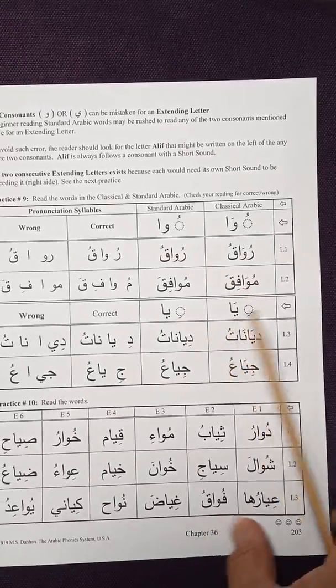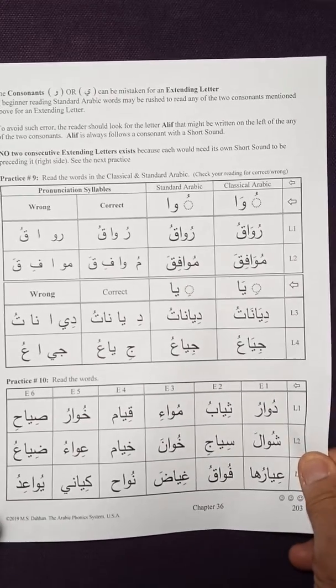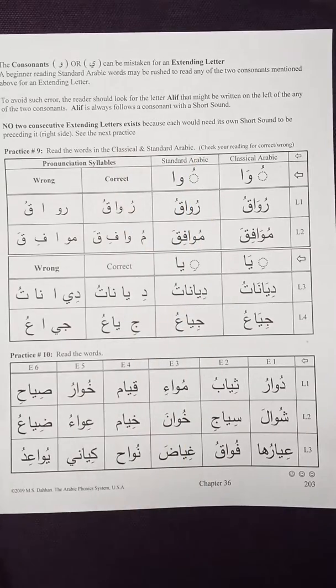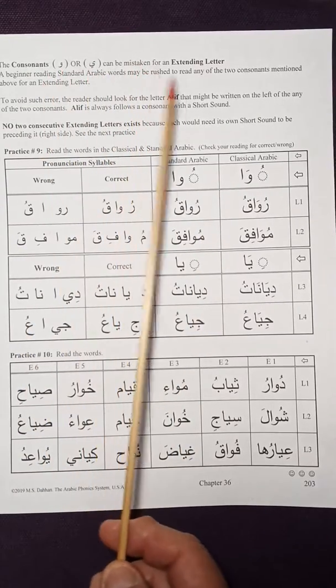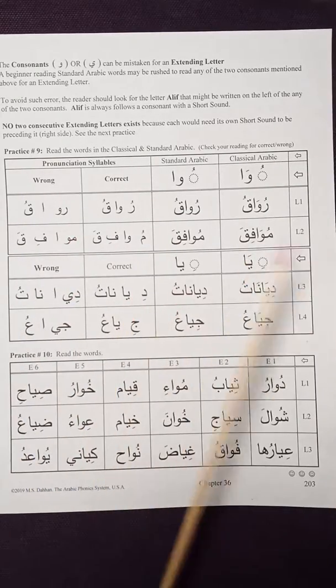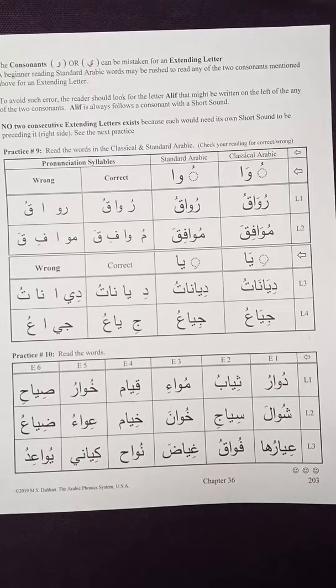You shouldn't have any problem. I need to finish this, so let me go through this exercise very quickly. Some people sometimes make mistakes, taking these letters for these two as extending letters where they're not supposed to be. Without telling you all the details, there are no two extending letters in consecutive order in any Arabic word. Why? Because each needs its own short vowel.